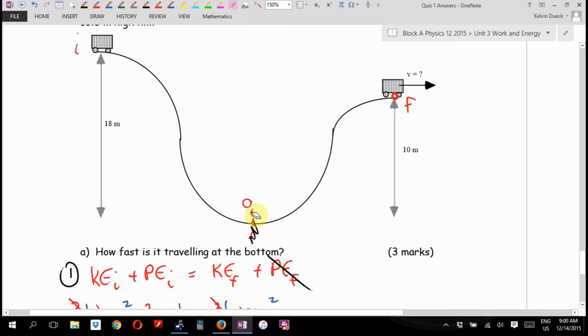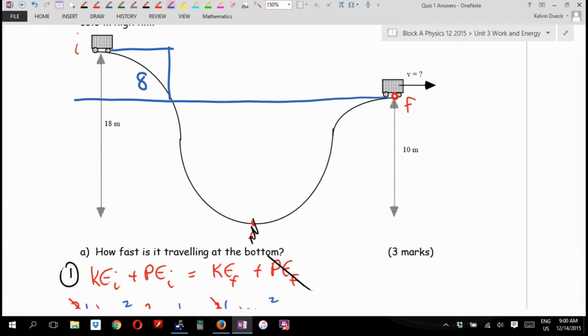Oh, Colin. You just impressed me. Here's what Colin is saying. Hey, Mr. Dewick, why don't I let this be ground level and just have my height be 18, 10, 8? Ooh, that's so clever. I'm going to do it that way. You could also do it with the 18 and the 10, and it'll all work out. But that's really clever, and it's so clever on a Monday morning, which doesn't happen very often with you guys. You're going to get a candy for that.